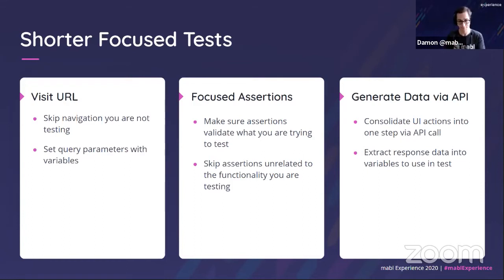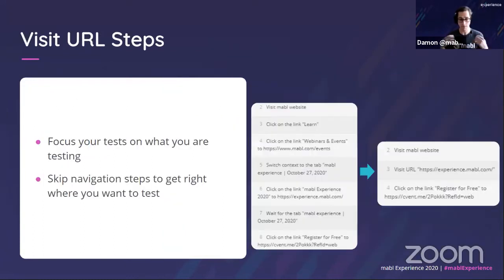Now, thinking about some of the other points that we were talking about, here's an example also of that actual visit URL step in action. So thinking of this specific event that we were facilitating, we wanted to make sure that no one had any issues actually registering for the event. If you see the test on the left, we went through some of the navigation that was on our site, got to the actual page, and then clicked on that register for free action.